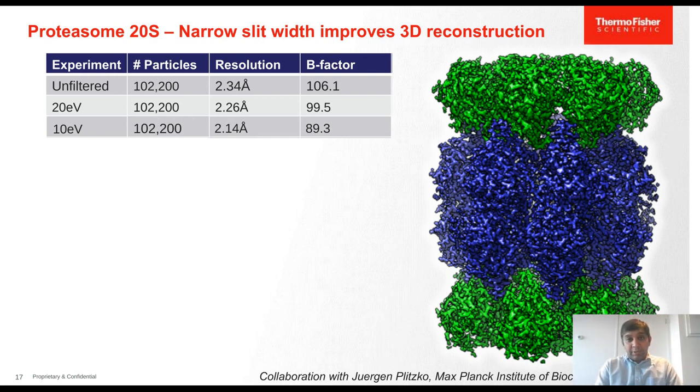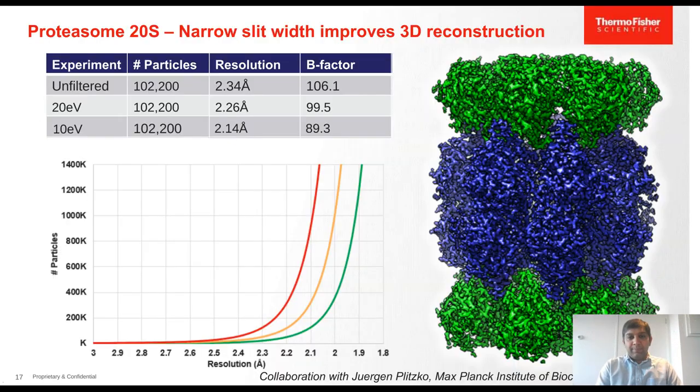We can also look at this by plotting these B factors. So here I'm plotting the B factors in an exponential form. And what we can see is this green line belongs to the 10 eV slit, 20 eV is the yellow line, and the unfiltered is the red. And there is already a difference between these data sets.